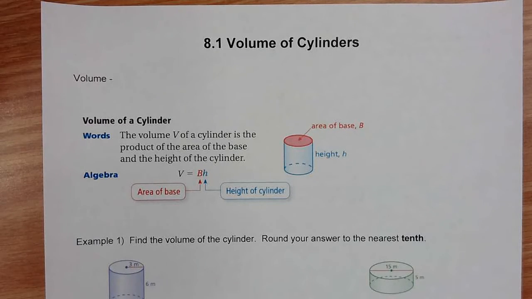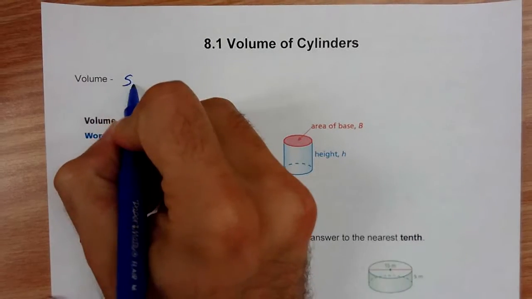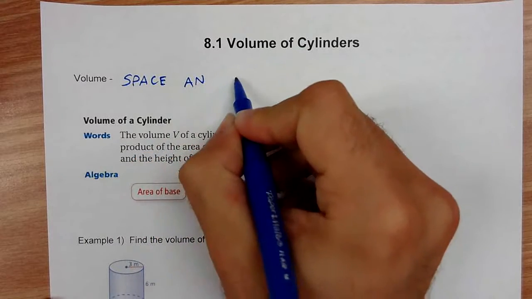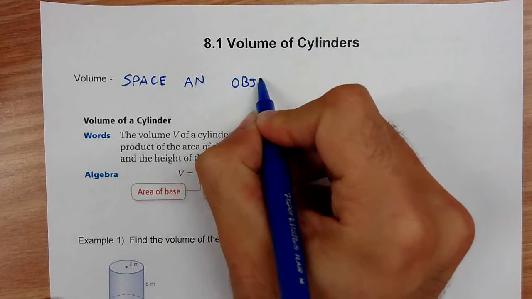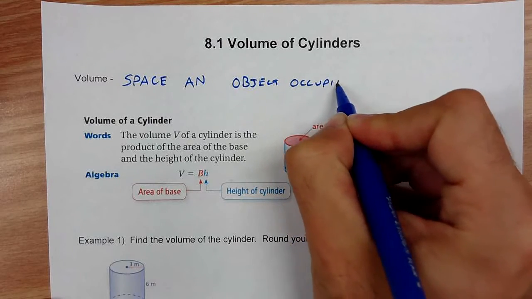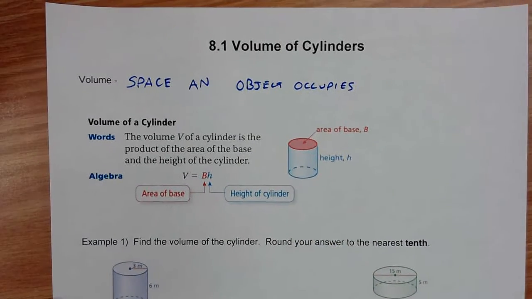All right, in this video, we're going to take a look at finding the volume of cylinders. So this ties on to our lesson of our Coca-Cola swimming pool. First thing we want to talk about is volume. Volume is the space an object occupies. So it's going to be the space within an object.